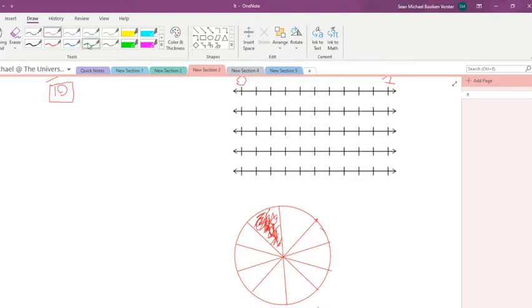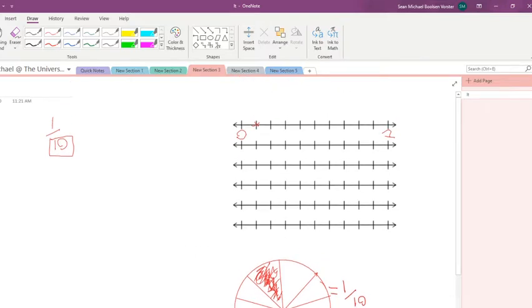Now let me just grab a bigger marker so that I can see this a bit better. This is also equal to 1/10, right? There's one part of 10. Now these parts might not be perfectly equal, but I drew this myself, so that was pretty close. So yeah, it's one part of 10 is the idea that you get.